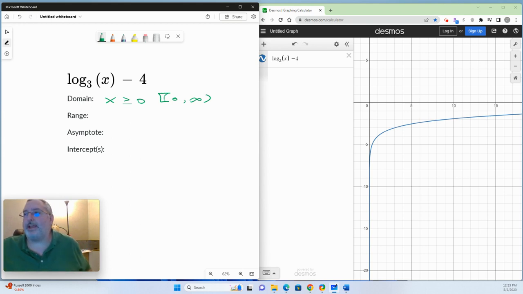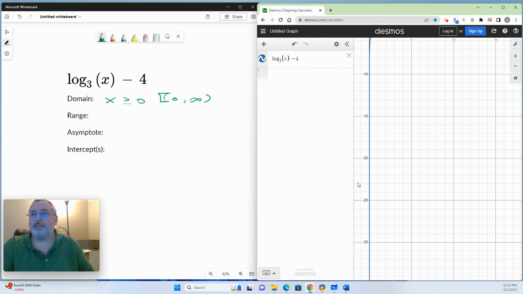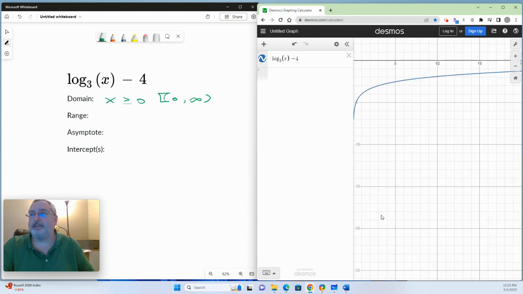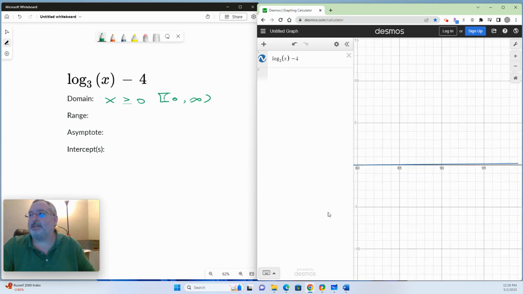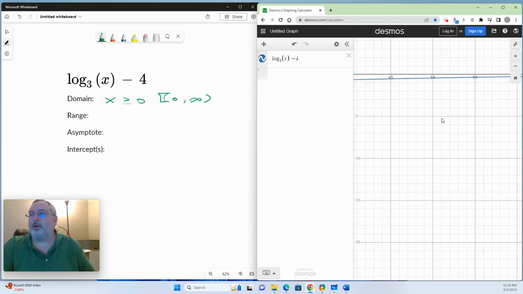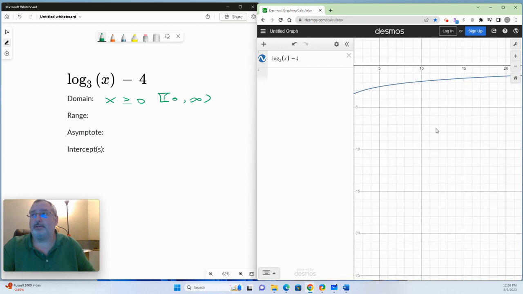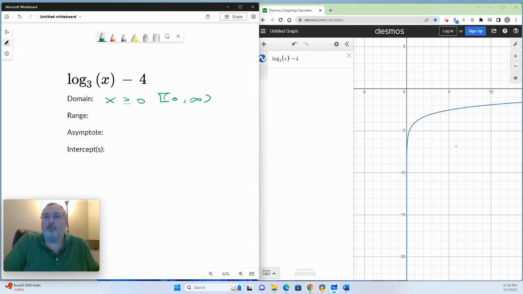What about the range? Remember, the range is the y value, so it keeps going in the negative direction. It looks like it keeps going in the positive direction once it passes the axis, so that keeps going forever. So our range will be all real, or you could say negative infinity to infinity, however you want to write it.